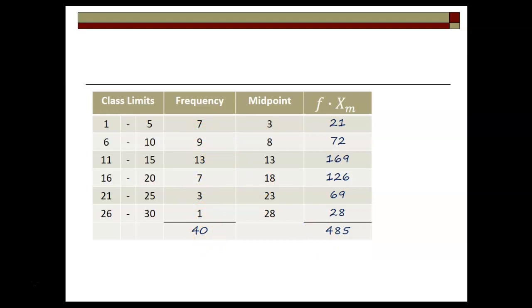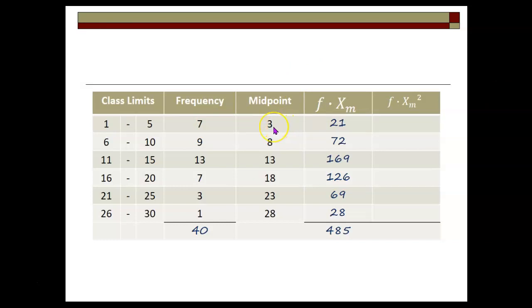Now, for what we're doing now, we're going to need one more column for frequency times midpoint squared. And the first number for this top row, when we take this frequency times this midpoint squared, can you see what number that's going to be? Or can you work it out on your calculator?